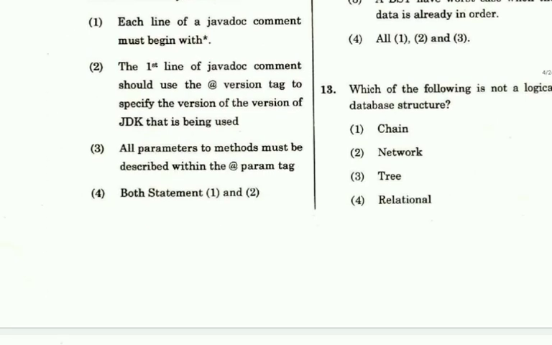Next. Which of the following is not a logical database structure? Logical database structures define how data is stored and accessed logically. Network, tree and chain are logical database models. So RDBMS uses tables, not a hierarchical or network structure. So here relational is the correct answer.